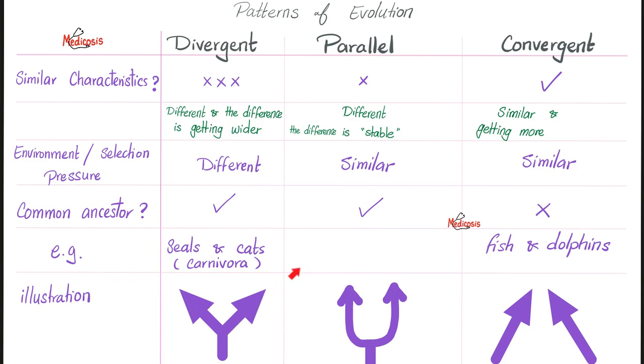Do they live in the same habitat or same environment? Usually not. Do they have a common ancestor? Yes. Example, seals and cats. Both belong to carnivora.